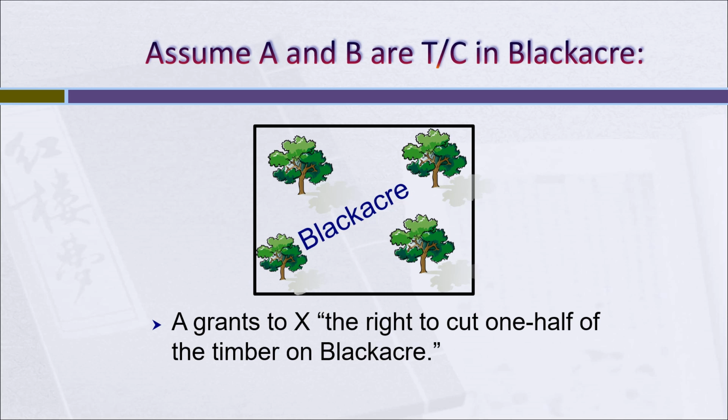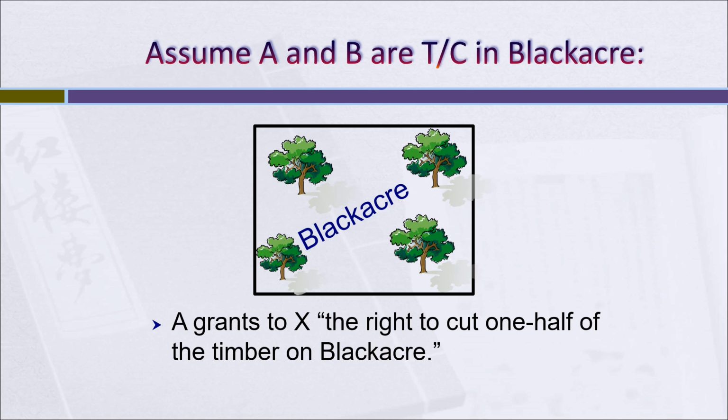The same principle applies if there's a valuable resource on the land and one of the co-tenants tries to grab it for himself. Again, let's suppose we have Blackacre here with some valuable timber growing on it this time, and let's suppose that A grants to X the right to cut one half of the timber on Blackacre. Now that seems plausible. We might say, well, A is a half owner, and therefore the right to cut half the timber belongs to A.